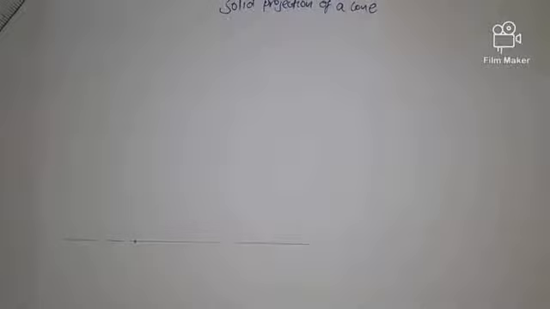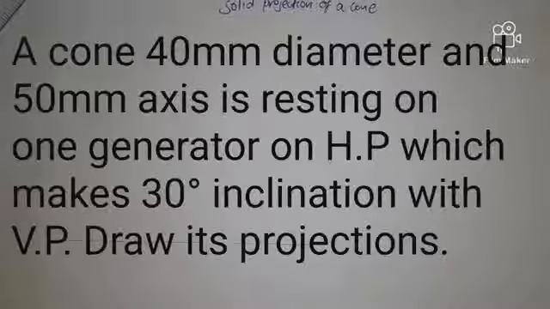We are going to draw projections for a solid cone. Now we've been given a sample of a question here, and it says a cone of 40 millimeter diameter and a 50 millimeter axis is resting on one generator on HP, the horizontal plane, which makes 30 degrees inclination with the VP, the vertical plane. Draw its projections.